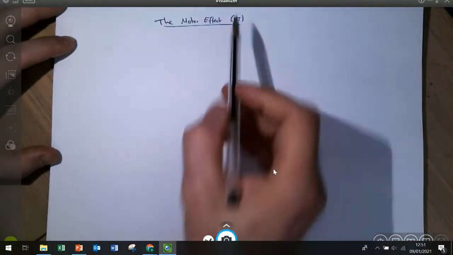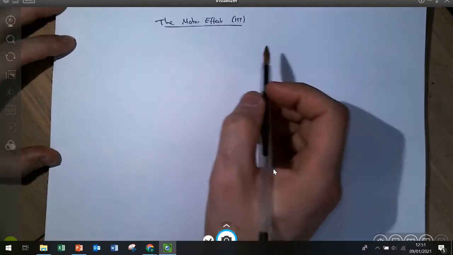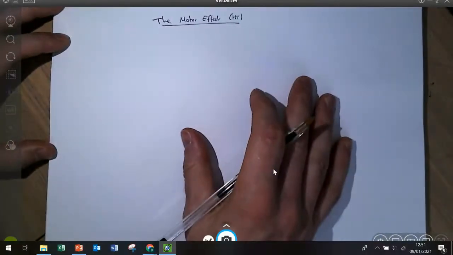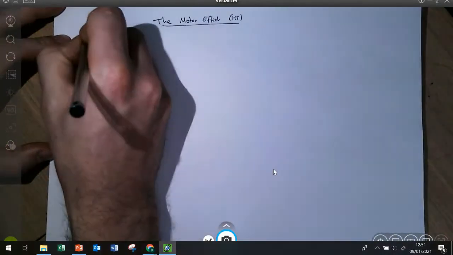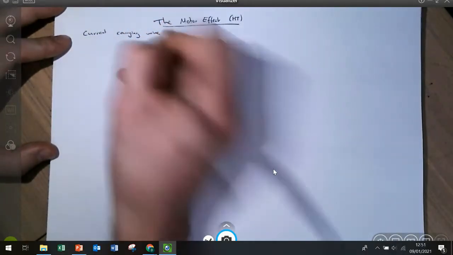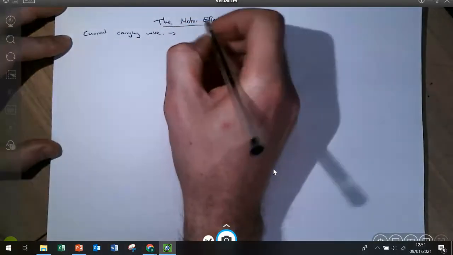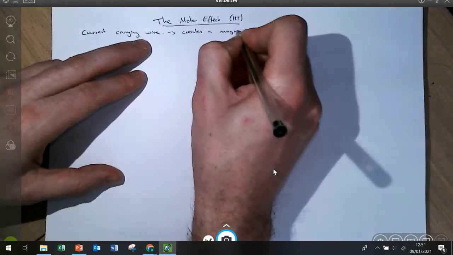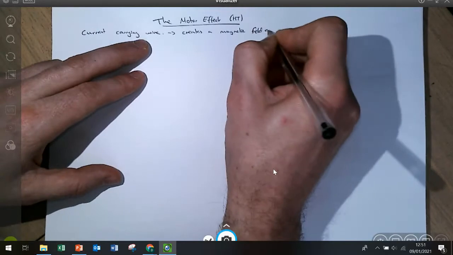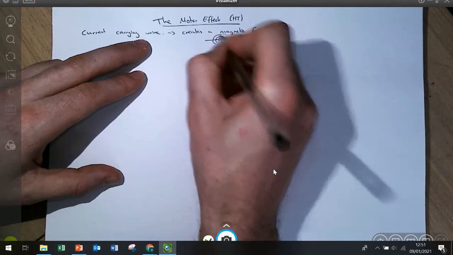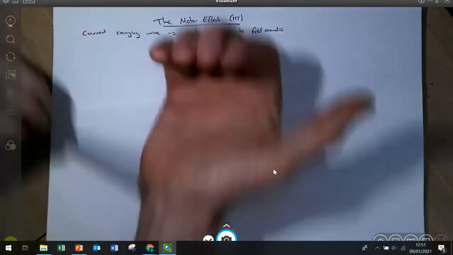In this video, we're going to look at the motor effect, which is a higher tier topic for AQA GCSE. So the most important principles that we really need to get students to remember is that if we have a current carrying wire, then it creates a magnetic field around it, which is this circular field, and we can find the direction of that circular field by the right-hand rule.